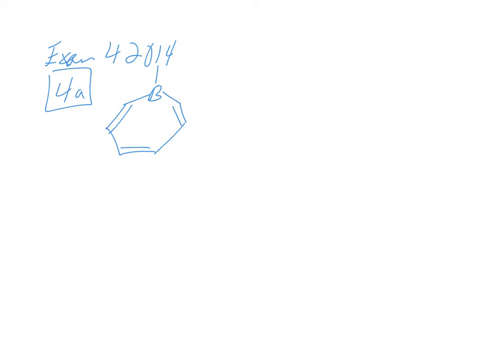And what's the other thing? Odd number of pairs of p orbital electrons. So an uninterrupted pi system, and an odd number of pairs of p orbital electrons. So we have 1, 2, 3 pairs.